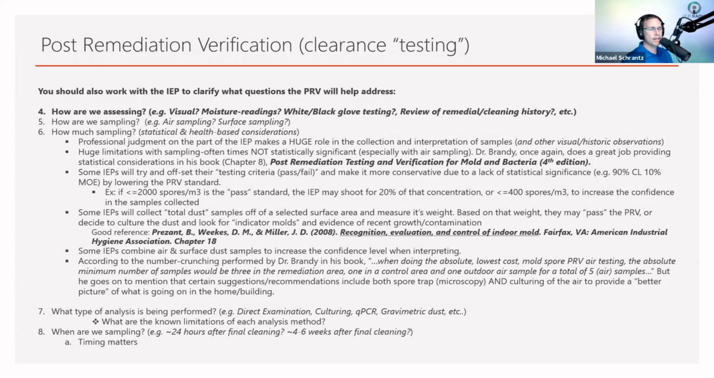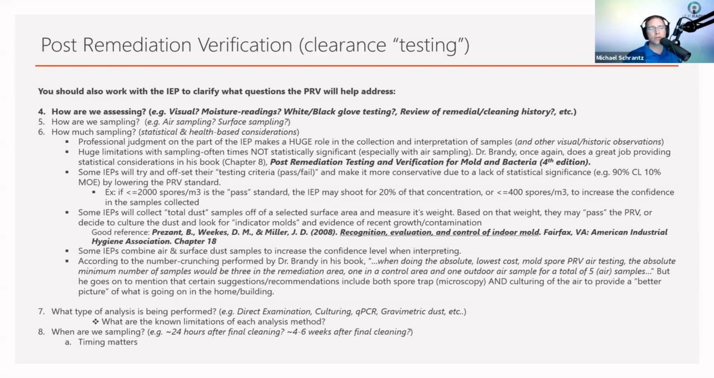Just because I knew it would probably be interesting to learn, Dr. Brandy, in his book, did some number crunching according to the curves and the statistics he was working on. He says when doing the absolute lowest cost mold spore PRV air testing, the absolute minimum number of samples would be 3 in the remediation area, 1 in the control area, and 1 in an outdoor air sample, for a total of 5 samples.